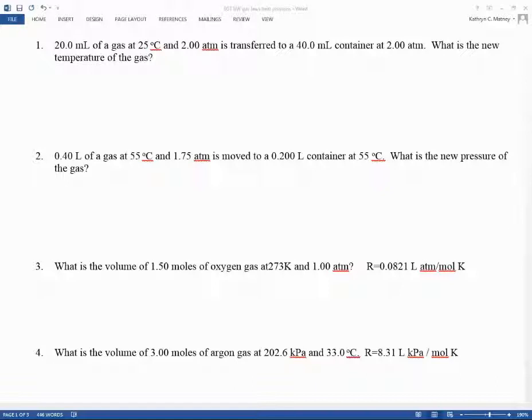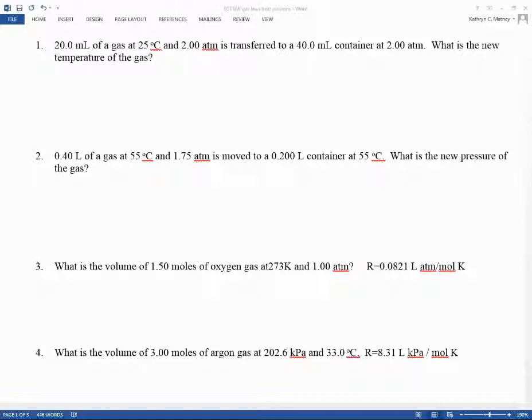All right, so volume is unknown. Moles is 1.50. Temperature is 273. P is 1 atmosphere. And then my R is over here, so let's use our R to cancel out our units. Kelvin, mole, and atmosphere all go away, and I'm left with liters. The equation that I'm going to use here because of the R is PV equals nRT. I'm going to plug in 1 times V equals 1.50 times 0.0821 times 273.